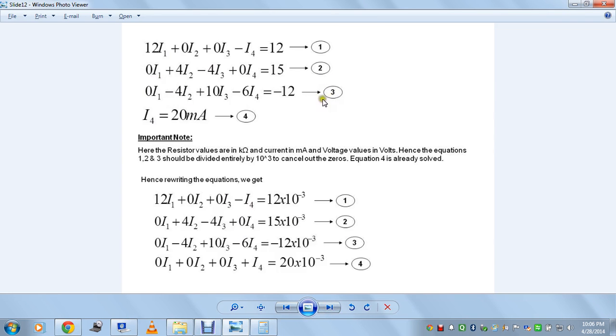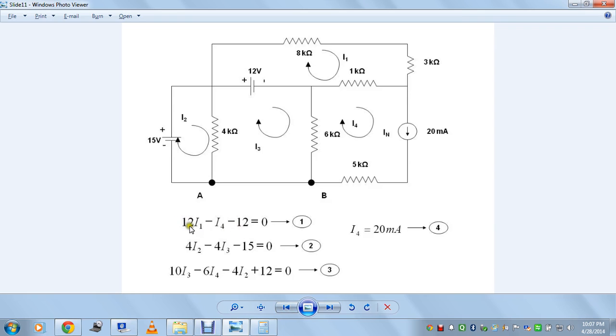Similarly, equation number 4 we'll write as 0 I1, 0 I2, 0 I3 plus I4 is equal to 20 into 10 to the power minus 3, because it is 20 milliamps. In the same way, you will observe that all these other coefficients also should be multiplied by 10 to the power minus 3. While developing the mesh equations, you would have noted one thing: the coefficients of the variables I1, I2, I3 and I4 are nothing but the values of the resistances. Now the resistances are in kilo ohms, the entire circuit, everywhere all the resistances are measured in kilo ohms.